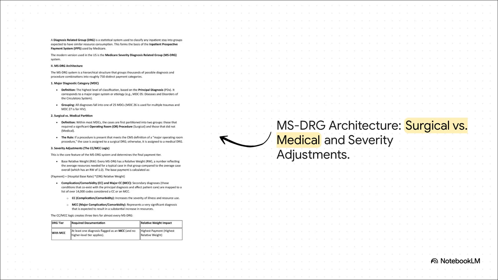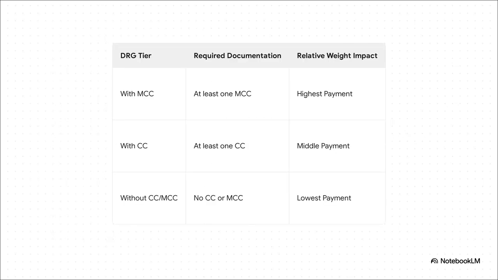It's only after this initial split that the system even begins to look at severity adjustments. And those severity adjustments are what create this really rigid DRG tier system. You can think of these tiers as financial multipliers. Nearly every MSDRG is broken into 3 payment levels based entirely on secondary diagnoses. At the base, you have without CC/MCC. That means no major secondary issues, so it gets the lowest payment. Step up to the middle with CC, which stands for complication or comorbidity, and the payment increases. At the very top, with MCC, a major complication or comorbidity, yields the highest payment because it clearly demands maximum hospital resources.